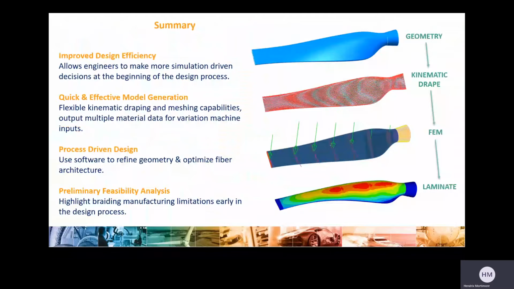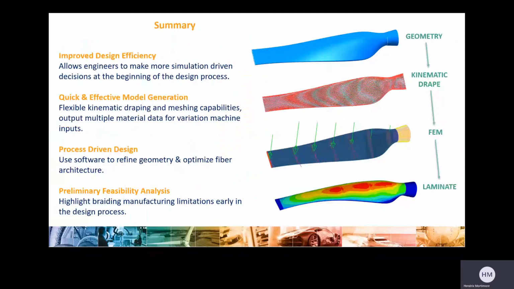To summarize, we've gone through the braiding simulation workflow, starting with the requirements and working through to a final component. Utilizing the software packages we have available, we have been able to improve our capability through these advantages. Design efficiency: we're able to run manufacturing assessments and use simulation-driven decisions from the start of the design process. Quick and effective model generation: we have the ability to quickly create and generate kinematic drape data and modify that very easily, and then use that to feed into our structural analysis models.